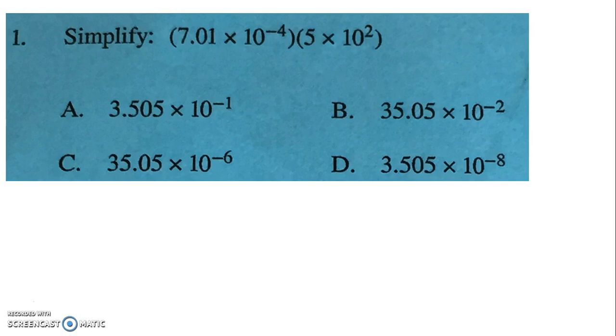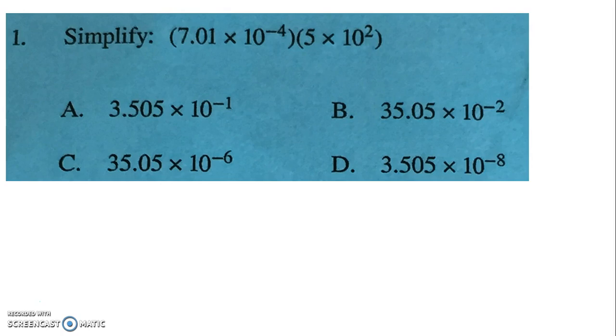So for the first one, it says simplify 7 and 1/100 times 10 to the negative fourth times 5 times 10 to the second. All right, well, these numbers are in scientific notation. So I'm going to make an assumption that the final answer needs to be in scientific notation. Because when you get a simplified answer, one of the answers that you'll get won't be in scientific notation. And that, in some ways, is a beautifully acceptable answer, except I'm assuming your teachers want your final answer in scientific notation. Okay, lot of talk. Let's get going.